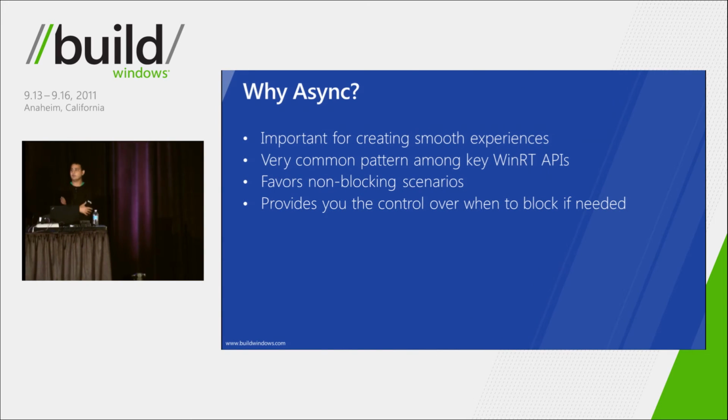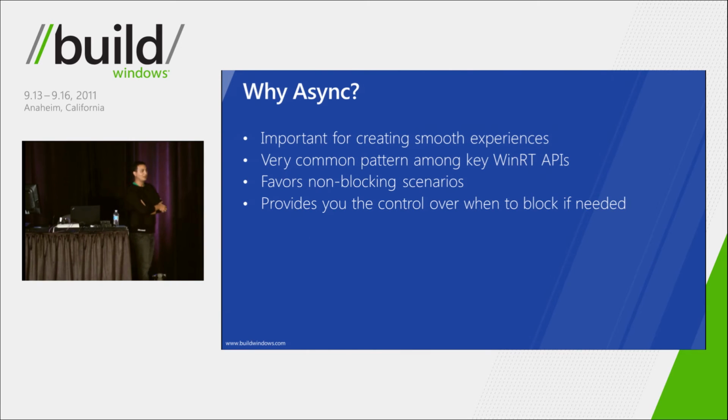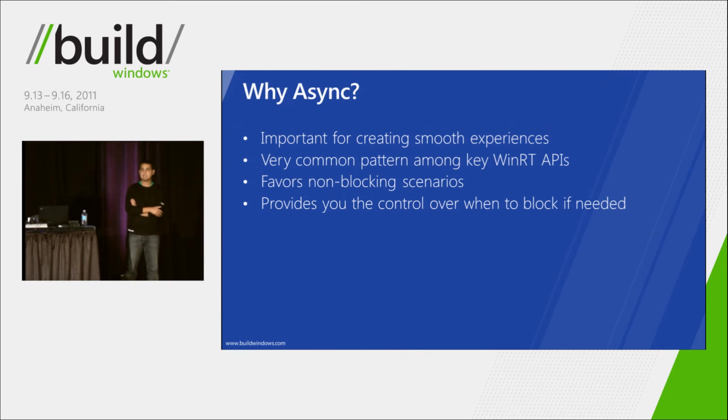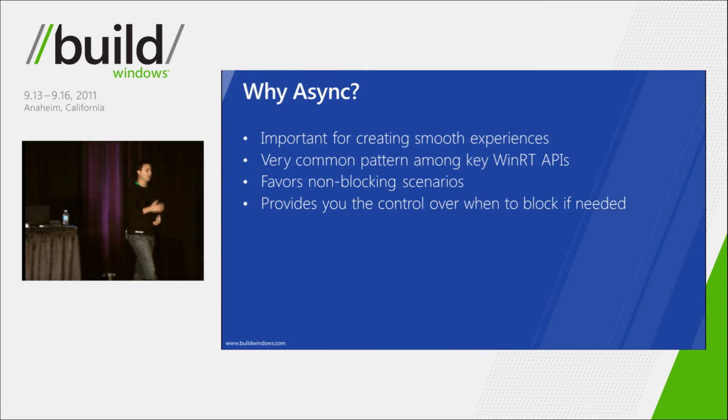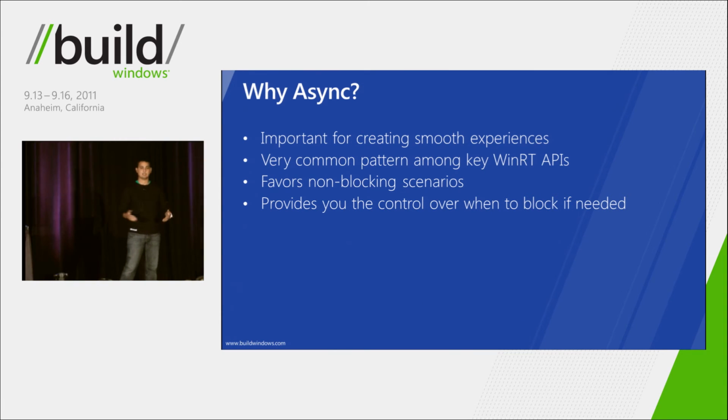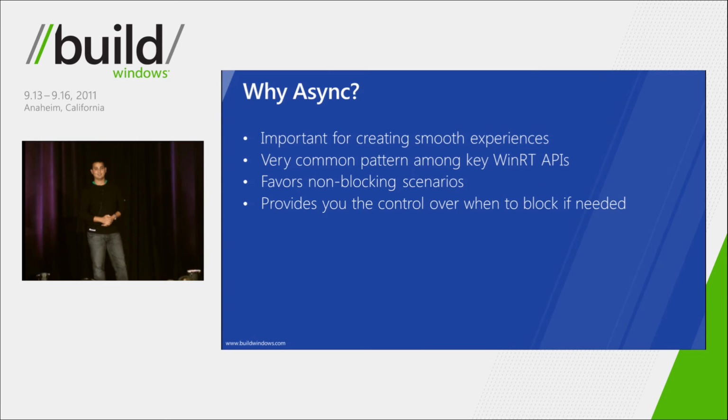All right, so async. First of all, why is async important? Why am I talking to you about async? The main reason is, well, number one, the common pattern in WinRT now is async API. So if you want to do a create file, there's not a create file, there's a create file async. So you kind of have to use it. So it is important for that reason.